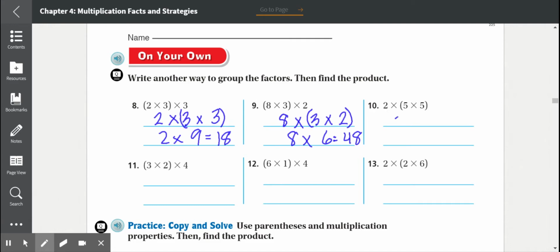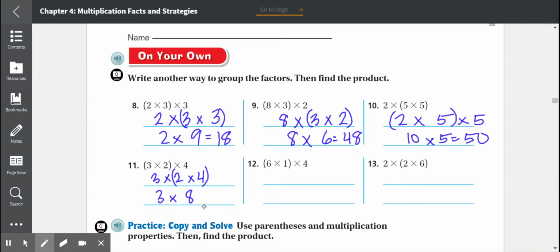Okay, number 10. 2 times 5 times 5. Move the parentheses. 2 times 5 is 10. 10 times 5 equals 50. Okay, number 11. 3 times 2 times 4. Move the parentheses around 2 and 4. So now we do 2 times 4 first, which is 8. And now we need to times that by 3. 3 times 8 is 24.